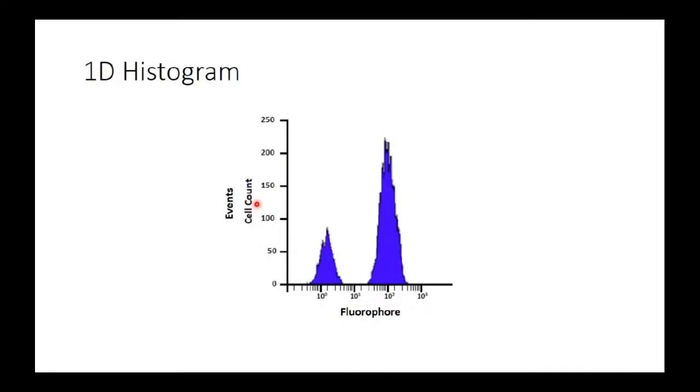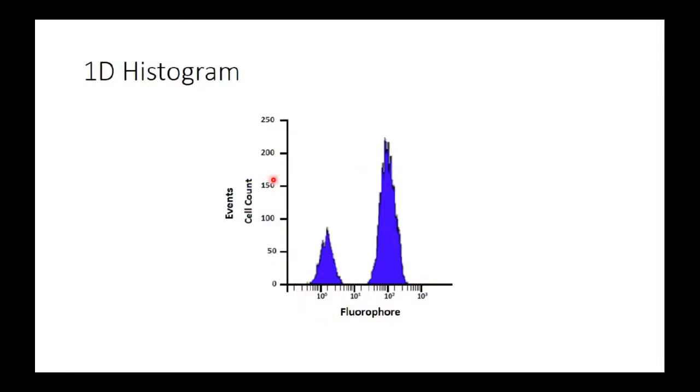Here we have the cell count, or the events, as we call them, passing through the laser beam. And here we have the signal of the fluorophore. So when I have a high signal of fluorophore, these cells are the cells who are expressing the protein of interest, and the cells who give a low signal on the fluorescence detectors are the cells who are not expressing the protein.